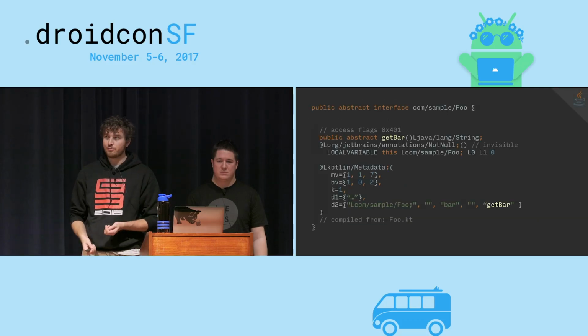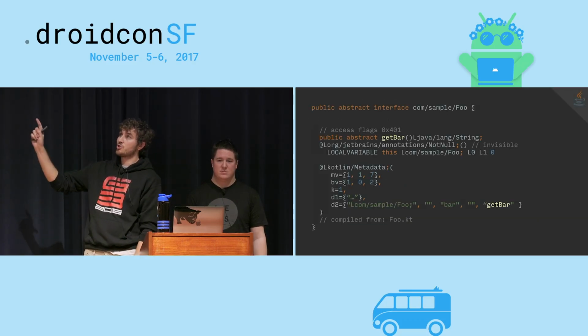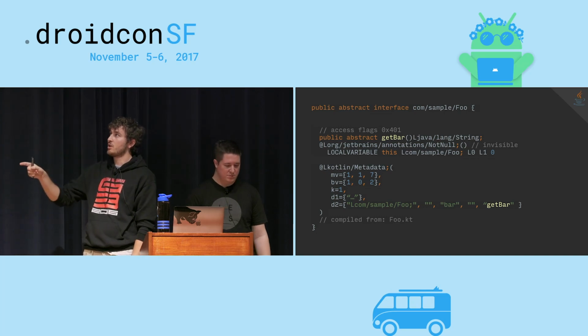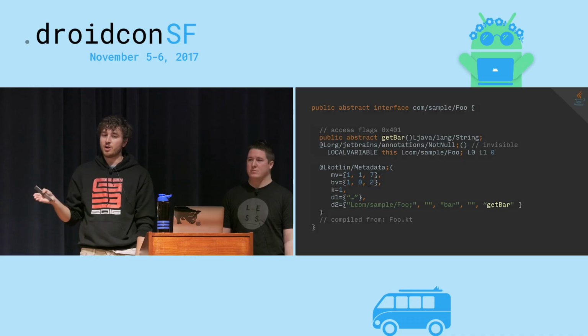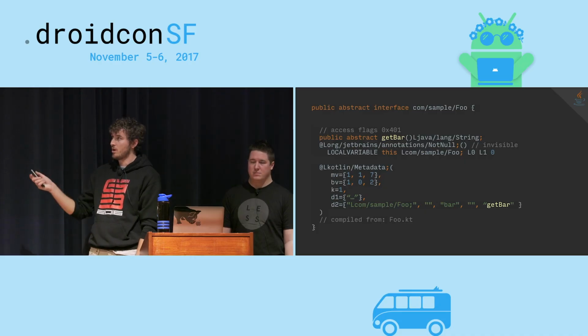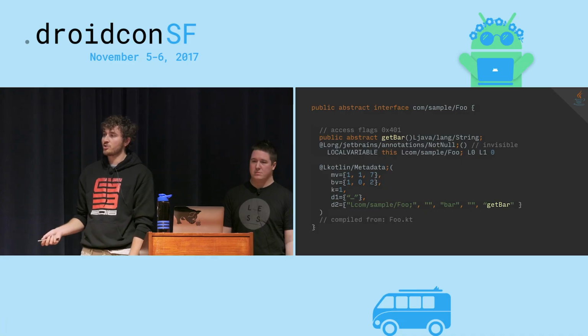So theoretically, if we wanted to change the name of this method, we would need to make 2 changes. We would need to change the name of the actual method itself at the top there. And then in the metadata, we need to change the name of the method that's backing the property, which is stored there.